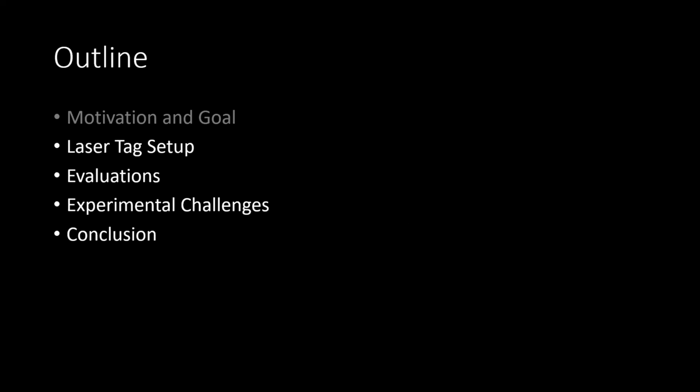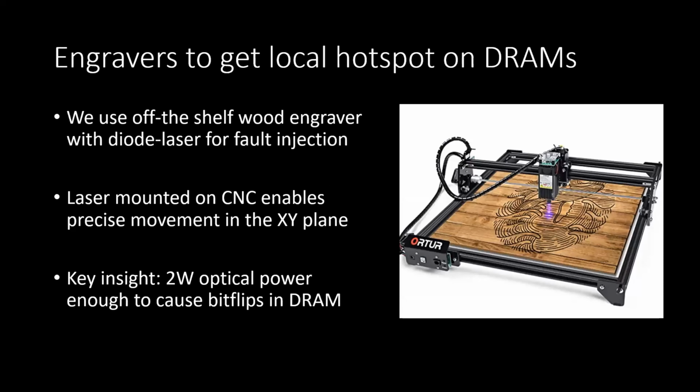I'll explain the setup that we have built, and I'll go over the evaluation that we conducted, and towards the end, I'll conclude with experimental challenges. So we use these really interesting engravers, which are equipped with low-cost diode lasers. The nice thing about these engravers is they are mounted on a CNC machine, which you can use to do precise XY movements, right? These are really, I should say, affordable lasers. You can buy this on Amazon for $300, $400.